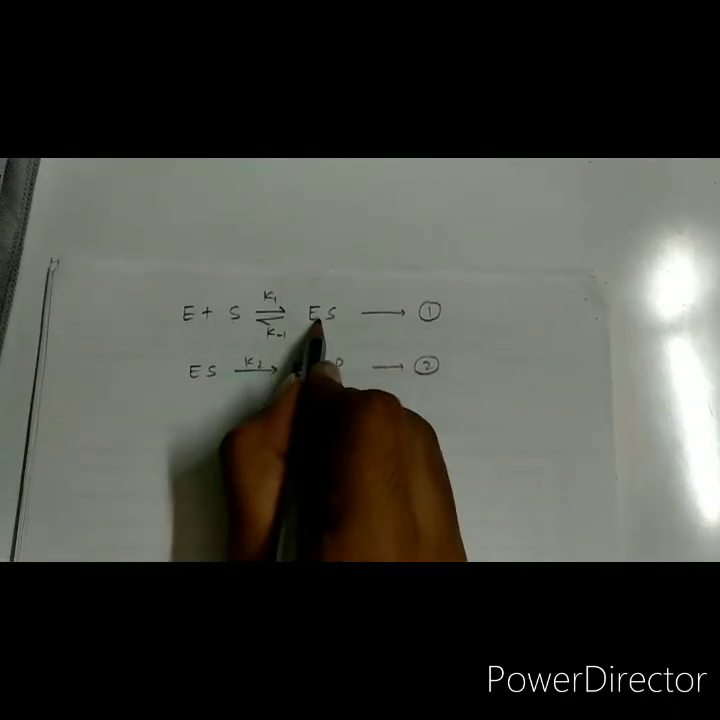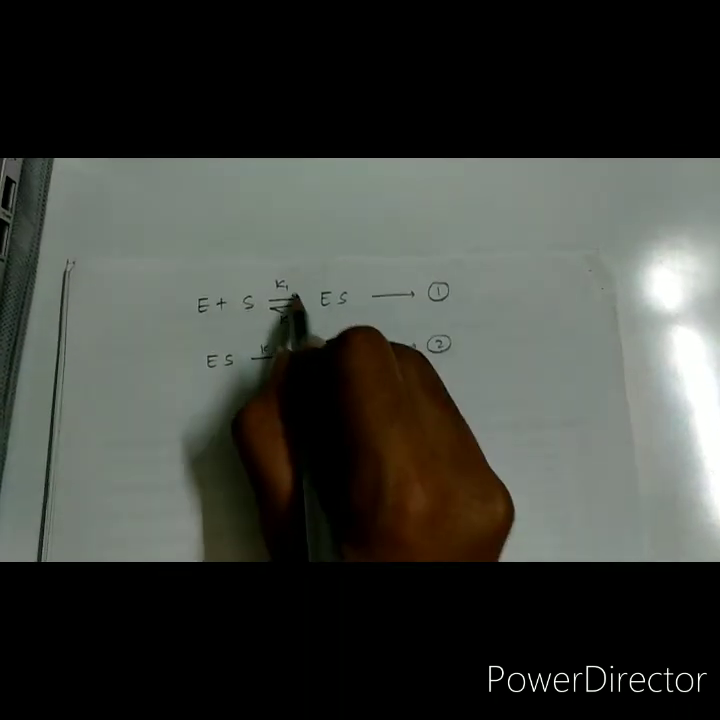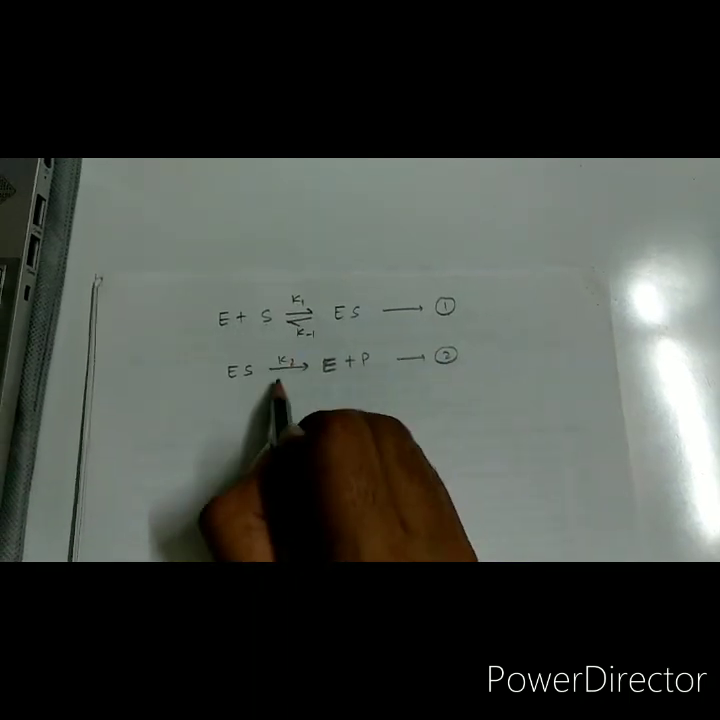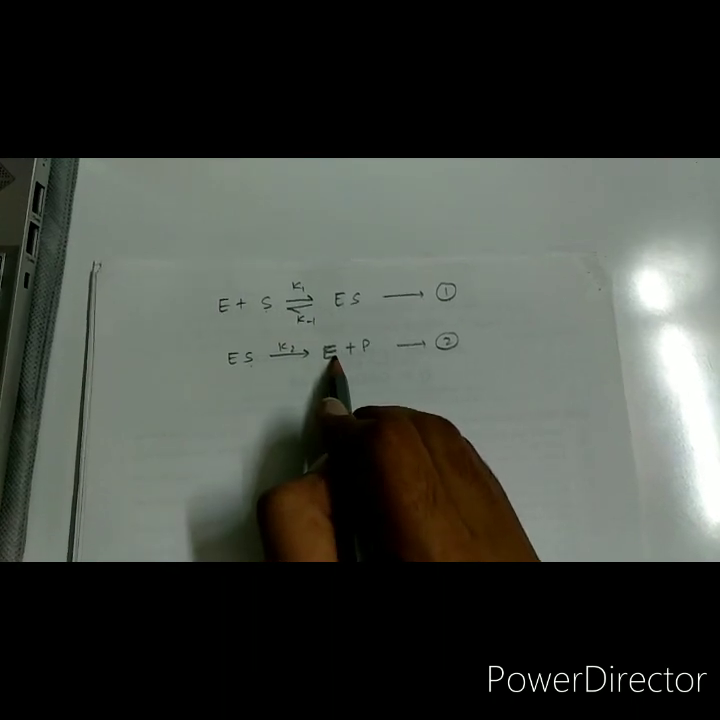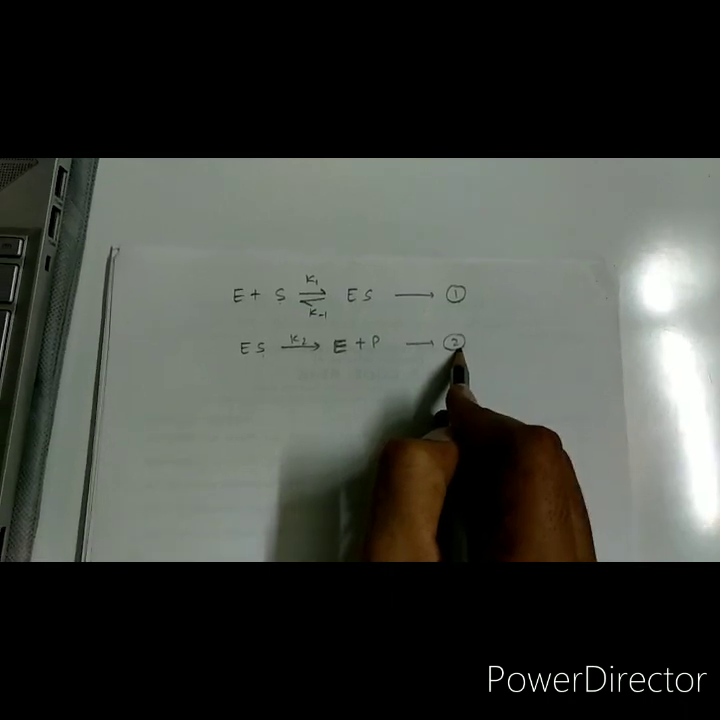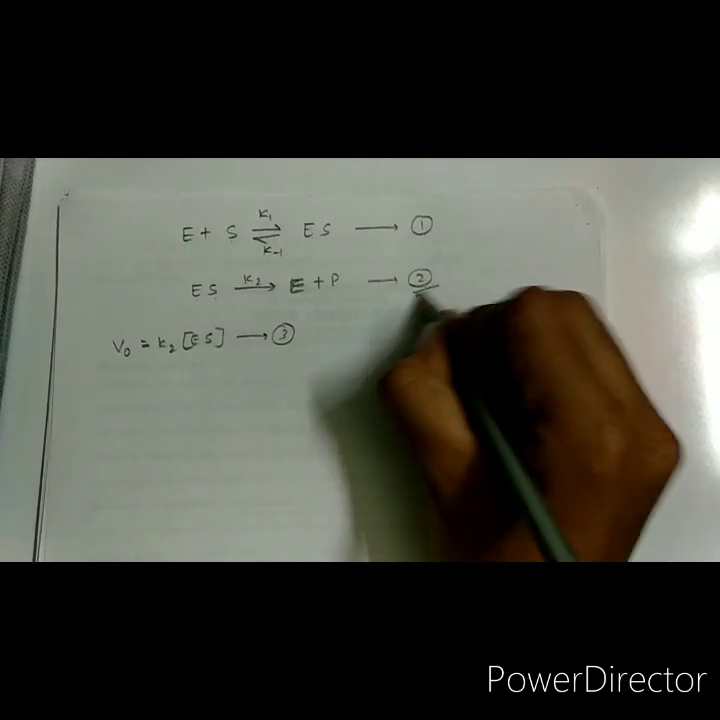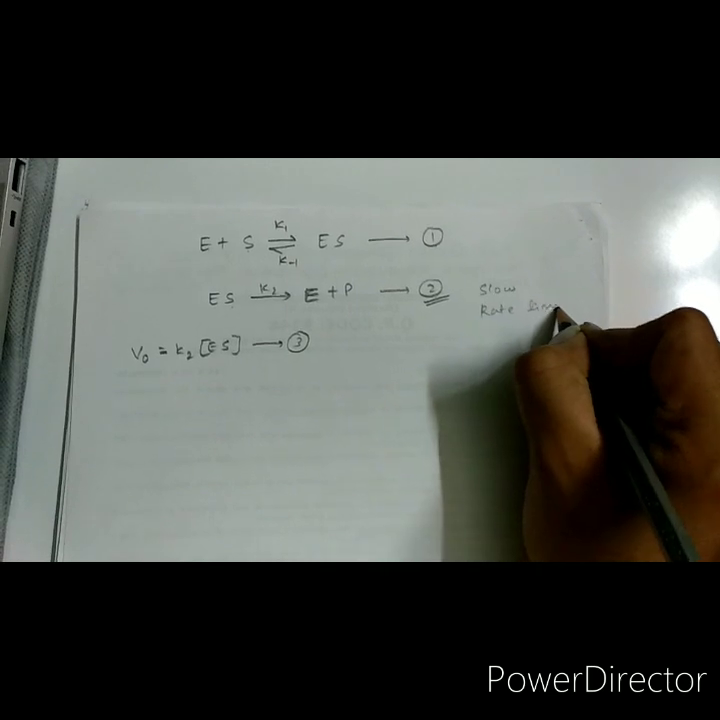Here we can see enzyme and substrate converted into the enzyme substrate complex. We will call this reaction 1. Here you can see rate constants K1 and K minus 1. K1 is for the forward reaction, while K minus 1 is for the backward reaction. Also, ES, the enzyme substrate complex, is converted into enzyme and product. The rate of this reaction is given by K2. We can define this as the second reaction. As we all know, this second reaction is slow and rate limiting in nature.